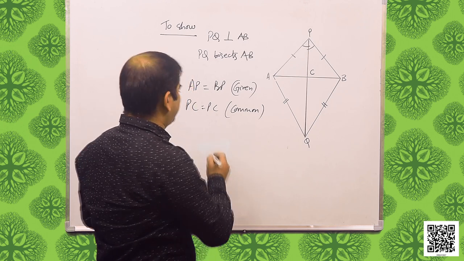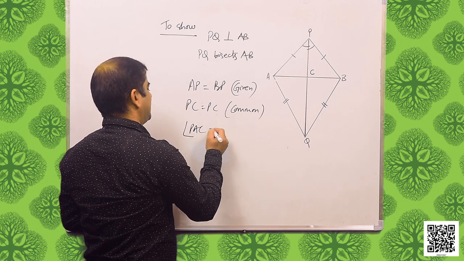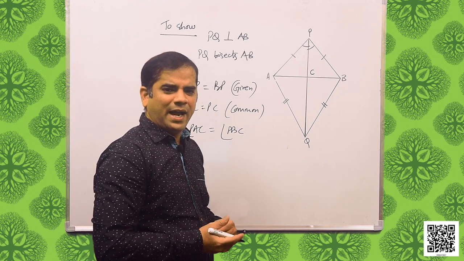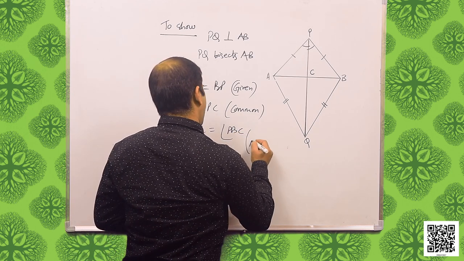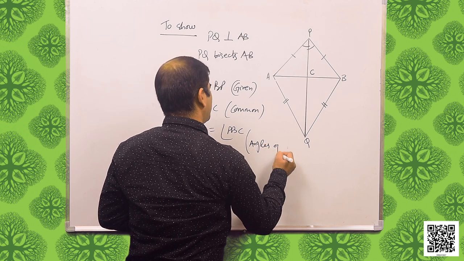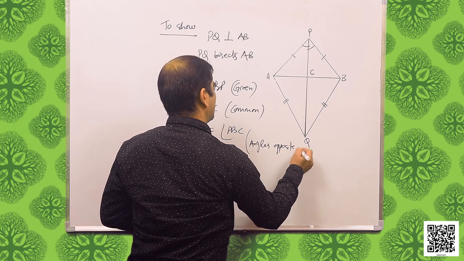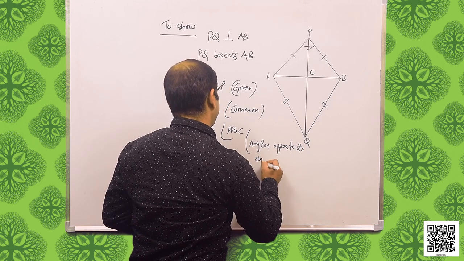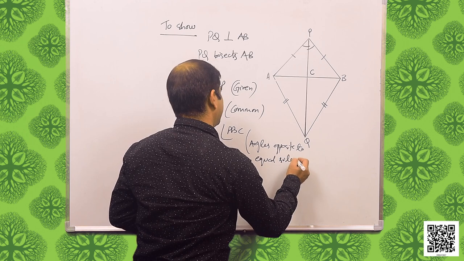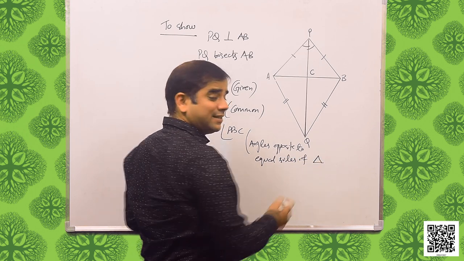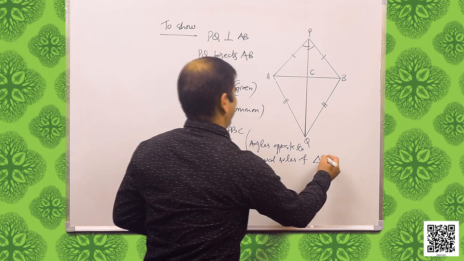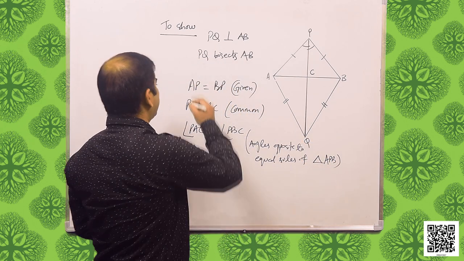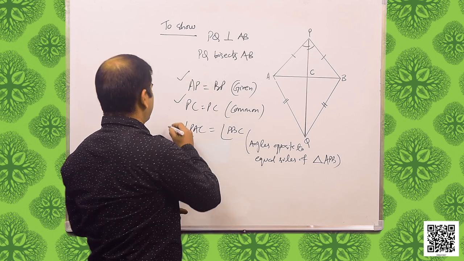And angle PAC is equal to angle PBC. Okay, that why? Because angles opposite to equal sides of triangle APB. Exactly, triangle APB. But in this case, we have two sides, another angle.